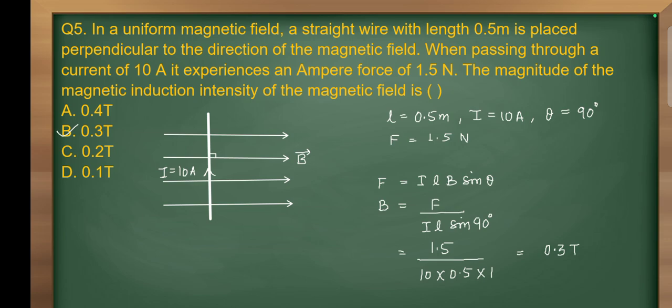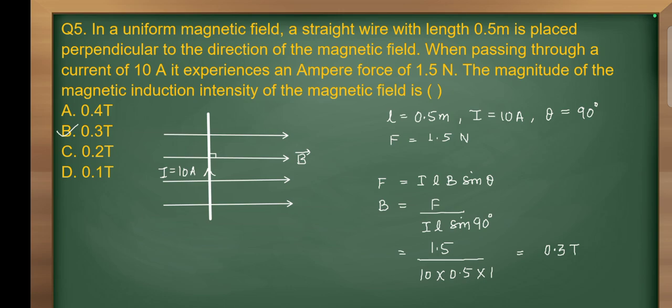Here length of wire is given as 0.5 meter, current is equal to 10 ampere, and theta is the angle between magnetic field and the length vector. So force is equal to ILB sine theta. While rearranging the term, we will get B is equal to F by I into L into sine 90. So we will put the value of force, that is 1.5, divided by I is equal to 10 into length is given as 0.5, and we know that sine 90 is 1.